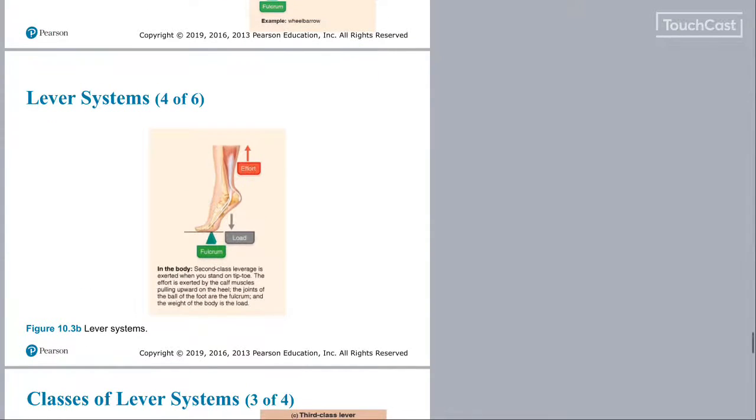In the body, second-class levers are fairly uncommon, but a good example of this would be a calf raise, or coming up on the balls of your feet. The fulcrum or joint here is the ball of your foot, the effort is the calf muscles pulling upward on the heel, and the load is the weight of your body.